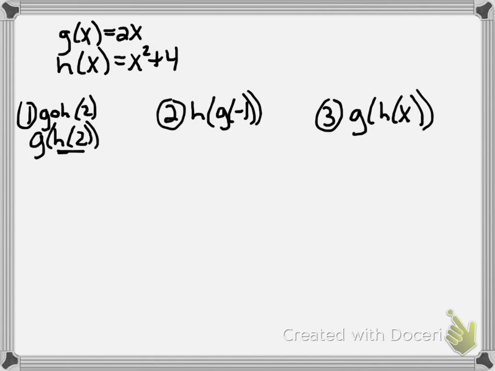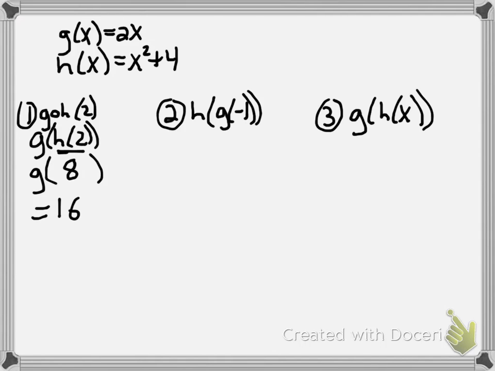So in my h function, I'm going to plug in 2 for x. Now I'm not going to go through all the steps that I went through last time off to the side. We're just going to mentally figure out how to find h of 2. If I plug in 2 for x, I get 2 squared, which is 4. 4 plus 4 is 8. So now, in my g function, I'm going to plug in an 8 every place I see an x. That becomes 2 times 8, which is 16. So the solution to number 1 is 16.